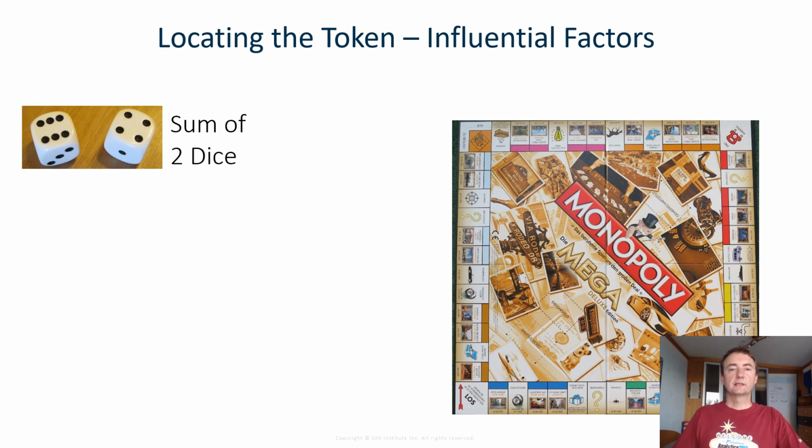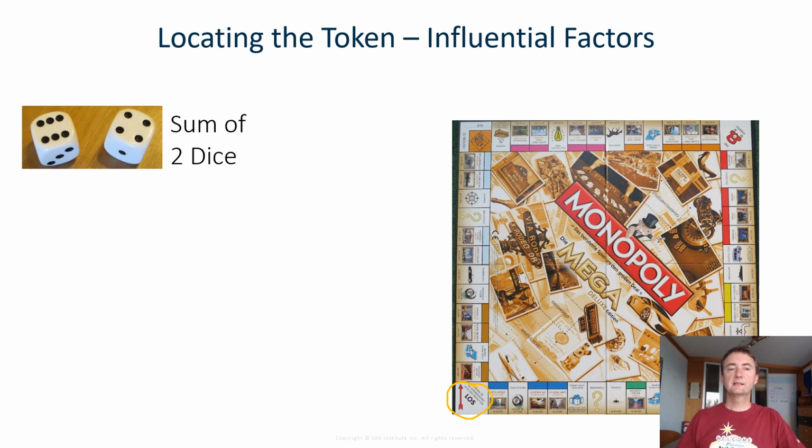Let's start with the first analysis question, locating the token. So you see I have here the Monopoly board game, as I already mentioned, not only with 40 fields, but with 52 fields. And you all know we start here at the start place. And after rolling the dice, we move around and locate our token based on where we end up. And let's now find out what are the influential factors where we end up.